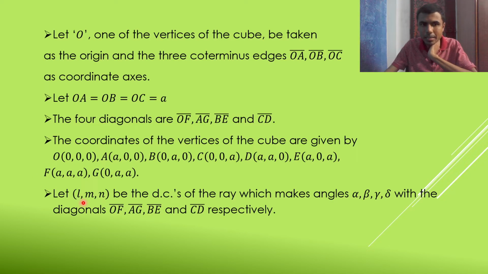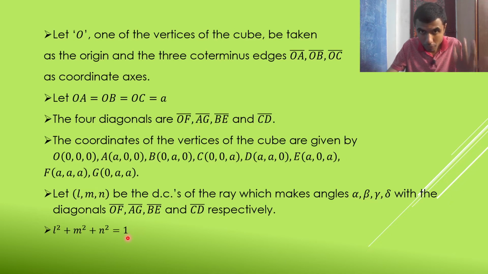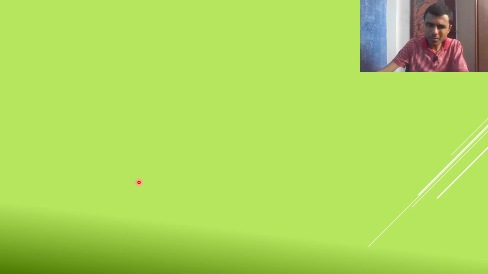Since these are DCs, what is the property of DCs? If l, m, n are the DCs of a ray, then we know that l square plus m square plus n square is 1. Remember this. If for a ray DCs are given, the DCs will satisfy l square plus m square plus n square is 1. DCs means direction cosines. Now from here on it's kind of easy.